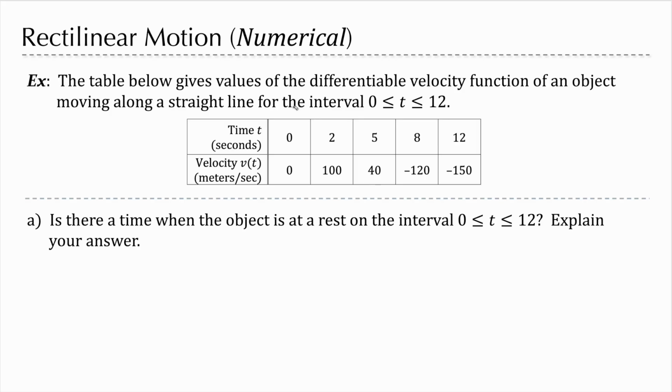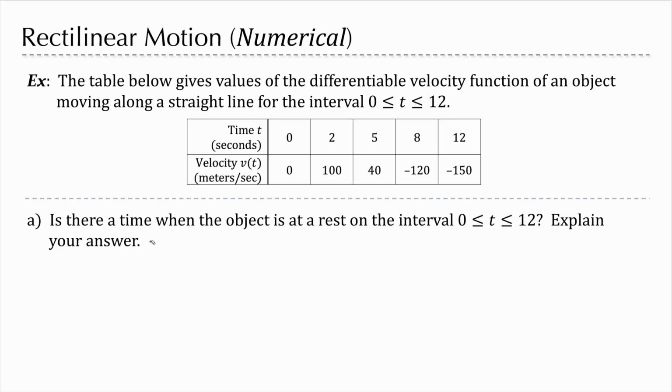So in this table, we have the time in seconds, and at those specific times, we have velocity in meters per second. Okay, and it's going to be going for the interval from 0 to 12, so we're going to stay within this. Now, the first question we're going to be looking at is, when is the object at rest? Well, remember, when we talk about being at rest, that just means that the velocity equals 0. But remember, because we don't have a function, we may not be able to specifically say when it is.